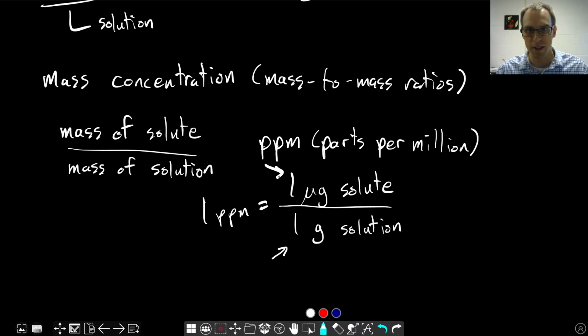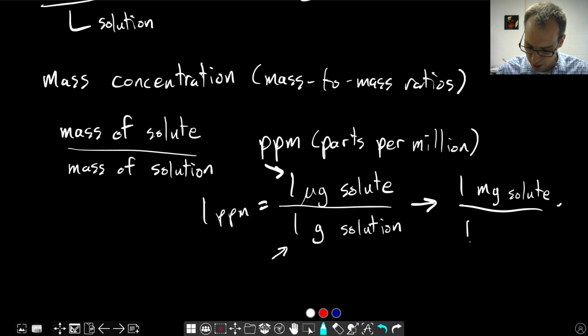You can convert this into different masses, and your textbook goes through this. You can show that this is also equivalent to 1 milligram of solute per 1 kilogram of solution. You get this by just converting micrograms to milligrams for the solute and grams to kilograms for the solution, and showing that these are equal to each other.